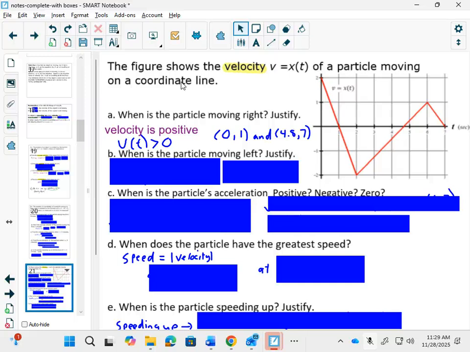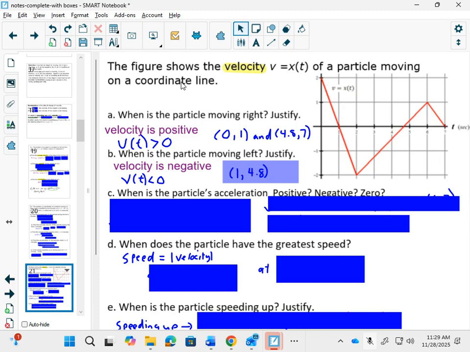When is it moving left? Well, it's moving left whenever it is negative. So that's going from 1 to 4.8.